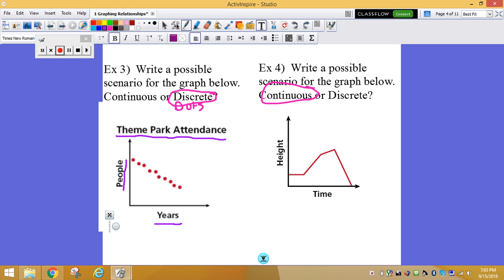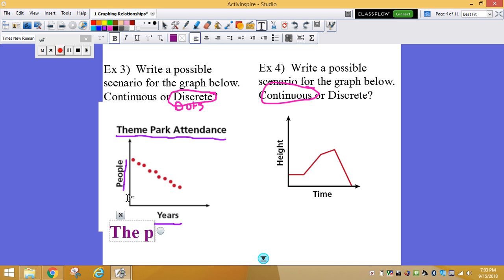So let's look. What's happening to our number of people? Hopefully you realize that it is decreasing. They're going down. So a possible scenario, and there's several ways you could write this. I would put attendance.